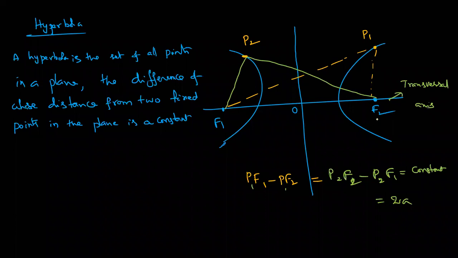transverse axis. Dear students, see. So this is called the center. This is called, in an ellipse, the minor axis, but in this case, the conjugate axis. So this is what, focus. This is the definition of hyperbola.